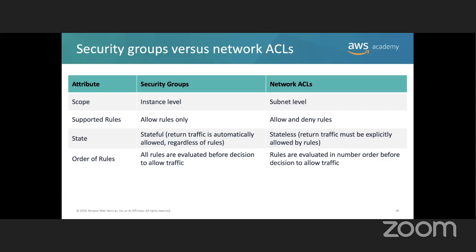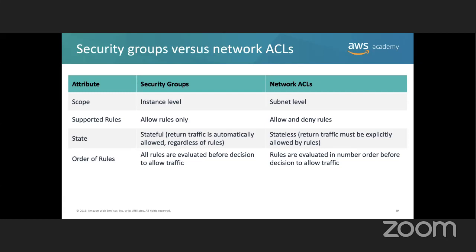Okay, right now we have here security groups versus network ACLs. This is a good comparison table, guys, that you can take a look at later. We're going to see it now, but later you can sit and try to understand it better. Scope: security groups work at the instance level, and network ACLs work at the subnet level. Supported rules: security groups allow rules only. You don't do a deny with a security group, you only allow. With network ACLs, or NACLs, you can allow or deny.